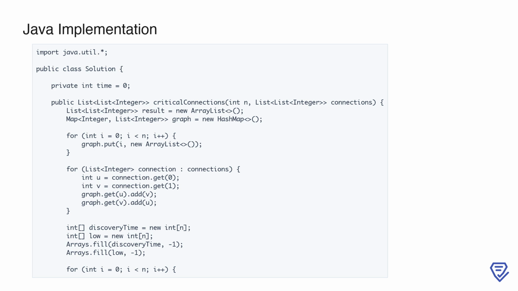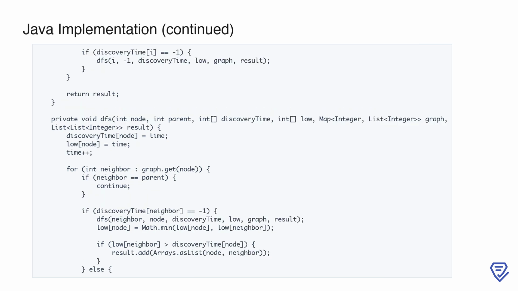Next, we define two arrays, discovery time and low, to store the discovery times and the lowest reachable times for each node. These arrays are initialized with -1 to indicate that the nodes haven't been visited yet. Finally, we prepare to perform a DFS traversal on each node if it hasn't already been visited, which we'll see shortly. If a node has not been visited, indicated by a discovery time of -1, we call the DFS helper function to explore that node.